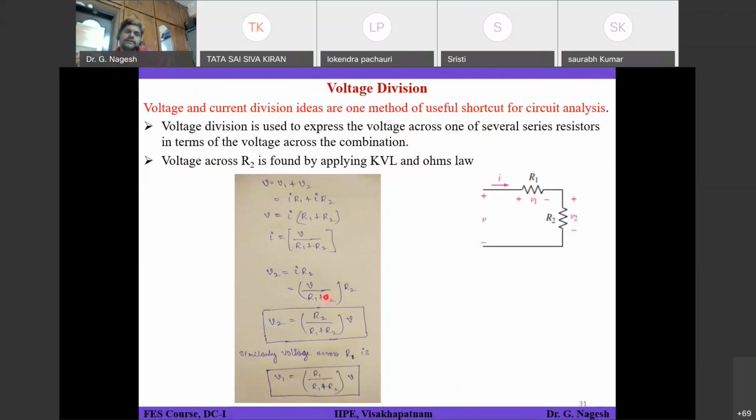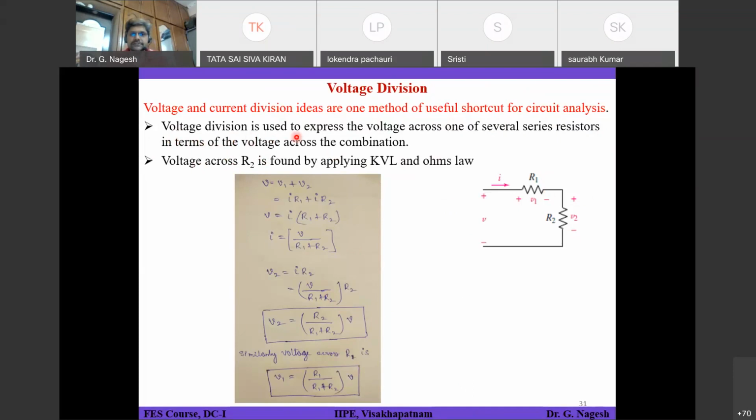I think you may already have an idea regarding this, but we will go through it once. Voltage and current division are useful shortcut methods for circuit analysis. That means if you have a complex circuit, you can simplify it to some extent. You can straight away find the voltage across an individual element without doing much calculation, straight away using this formula. Okay, we'll see that.